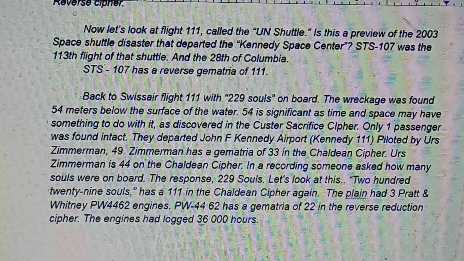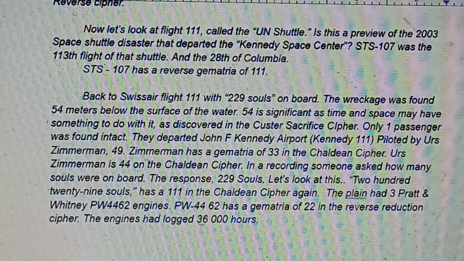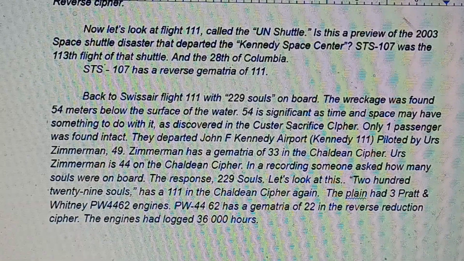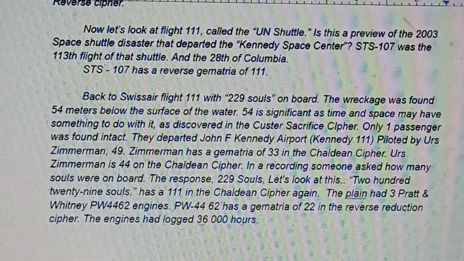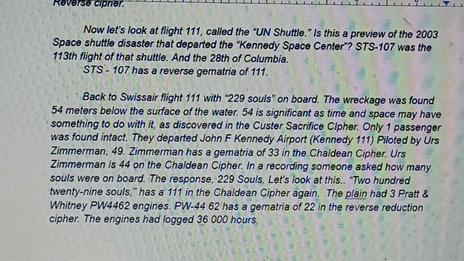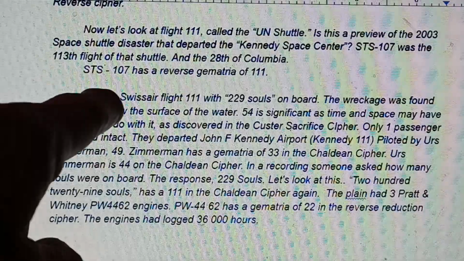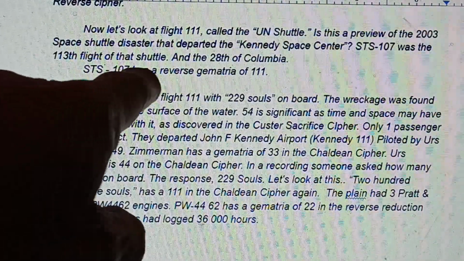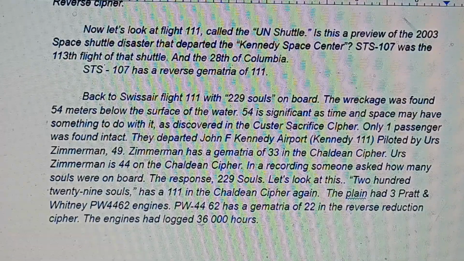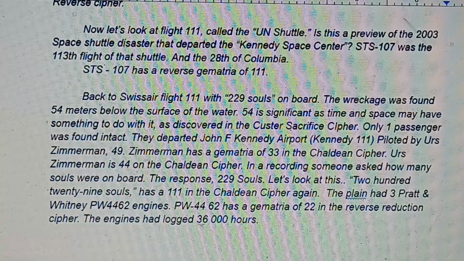So let's look at Flight 111, called the UN Shuttle. Flight 111 left John F. Kennedy Airport, the Kennedy Space Center for the Columbia in 2003. The Columbia had the STS 107, as it was called, which has reverse gematria of 111. And we're going to look at this 111 in a minute too. We're going to spend a couple of minutes on a website.